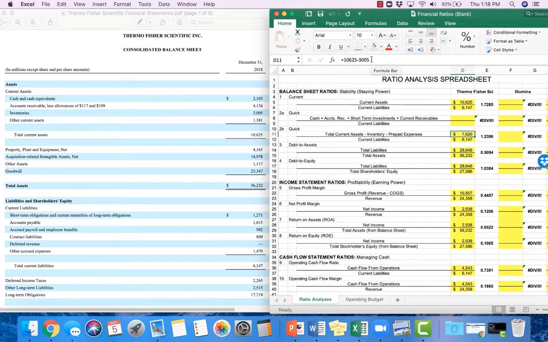So if I click on the box here, you can see I've done the math by taking the current assets minus our inventory. You can see it up here. And then of course my current liabilities is still the 6,147. So when I enter those numbers in, I'll get my quick ratio here of 1.2396.